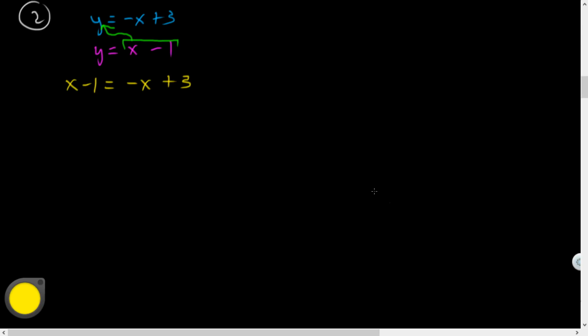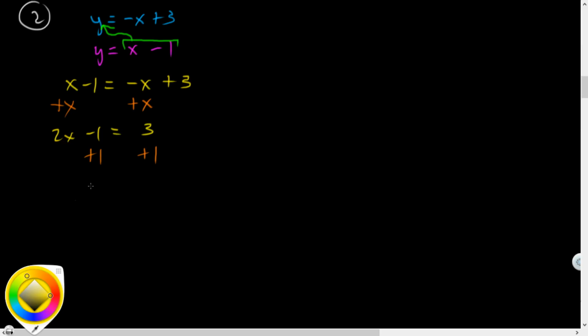So notice the benefit of this substitution move is that now I have a single equation with a single type of variable. And we are experts at solving single equations with single types of variables. We'd solve for x. I'd add x to both sides, and I'd have 2x minus 1 equals 3. And then, yes, 2x equals 4, divide by 2.